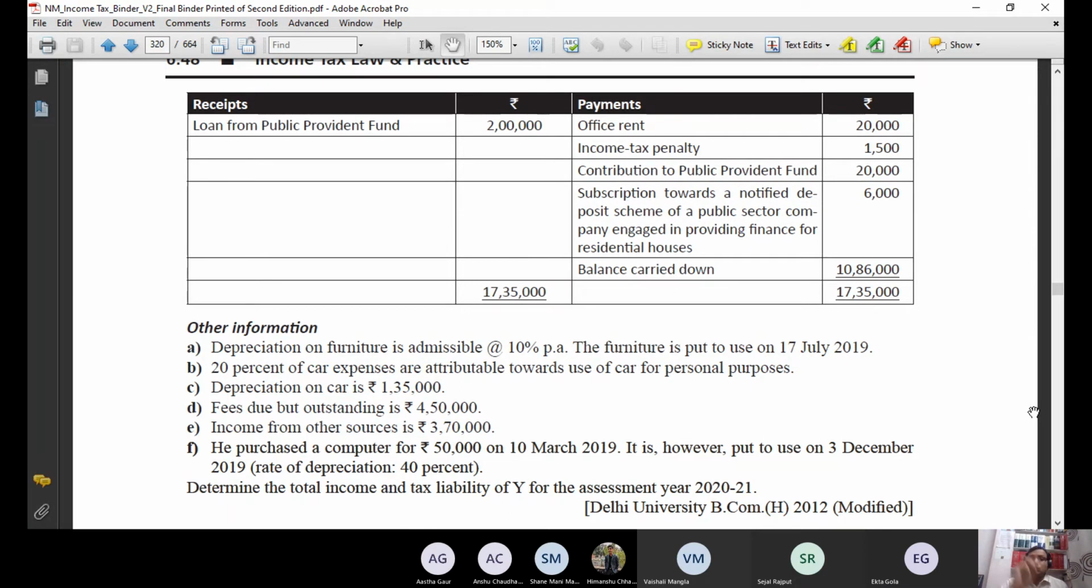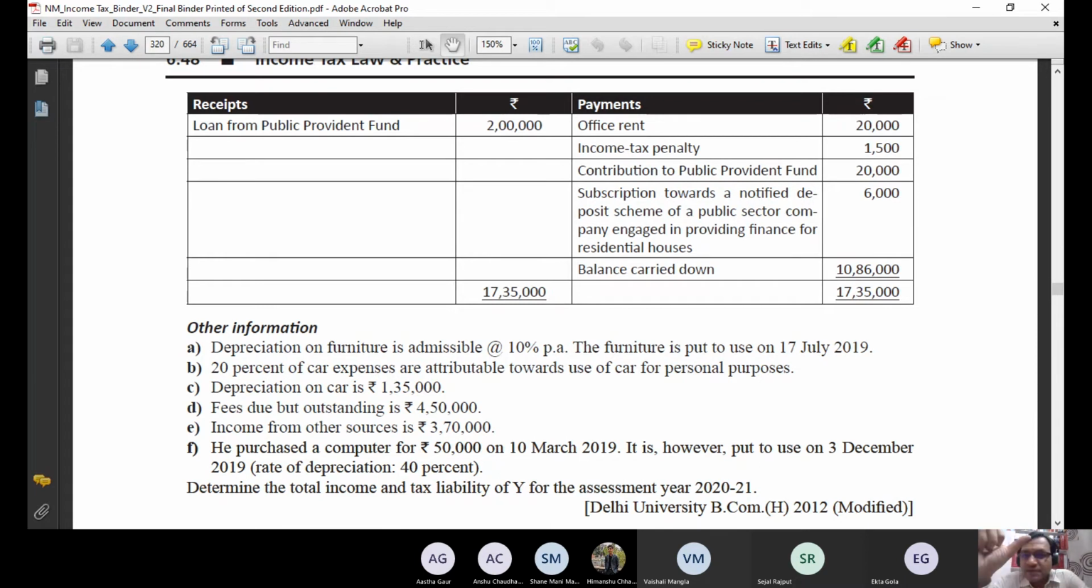Now there are two options to compute the income on cash basis. First, I will prepare the P&L account on cash basis as per Companies Act, then I will rectify that P&L account as per Income Tax Act. Second option: why should I prepare the P&L account as per Companies Act, because that is not my job here? Why shouldn't I directly prepare the P&L account as per Income Tax Act? Are you getting my point? I have given you two cases.